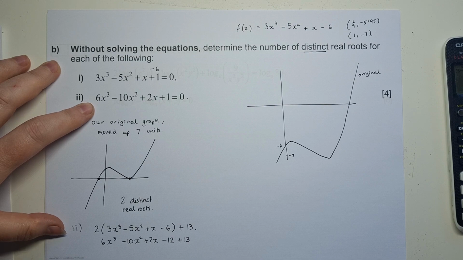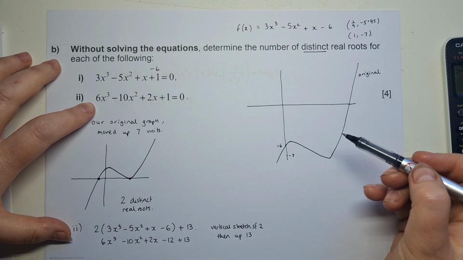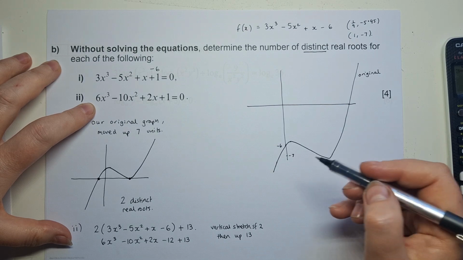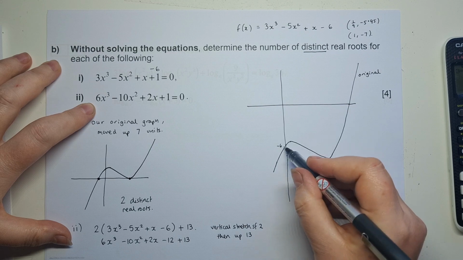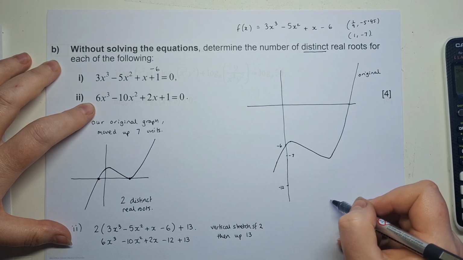So what that will mean is that our original graph has a 2 on the outside, which is a vertical stretch, scale factor 2, and then it's going to go up 13 units with that plus 13 on the end. Okay, so if we try and work out what this graph is going to look like if we stretch it vertically scale factor 2, I can annotate this graph now. The minus 6 is going to stretch to minus 12. The minus 7 will stretch to minus 14.